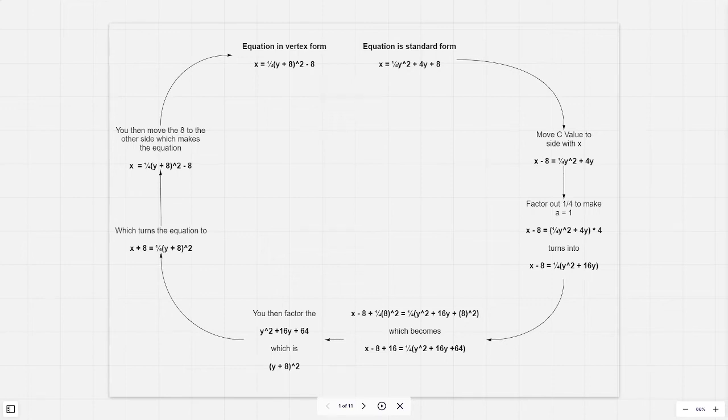Hi, my name is Alex Scoggins, and I'm going to be showing you how to turn a quadratic in standard form to vertex form using complete the square, and how to graph a horizontal parabola.